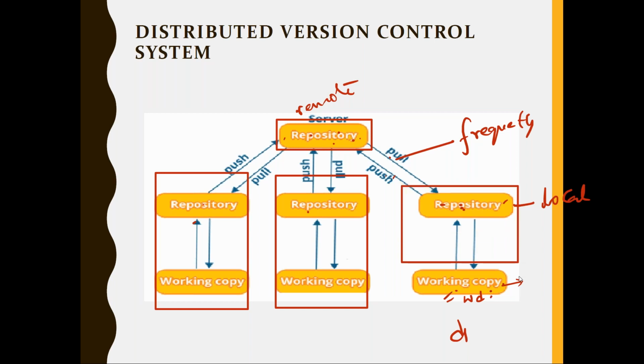Even though there is no network connection, you can still continue working on local. Work is not halted. Once the network connection is restored, you can push to remote, right? So that's how it doesn't depend on network connectivity. You need network connections only to push or pull, and that's how it overcomes the drawbacks of centralized.